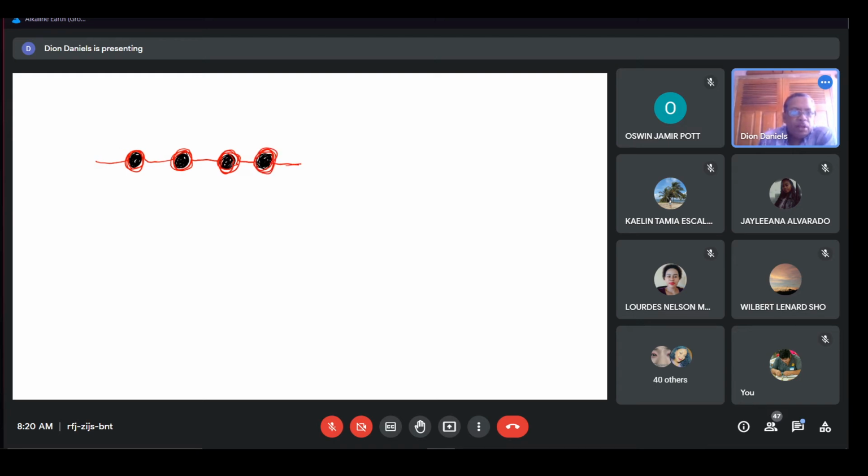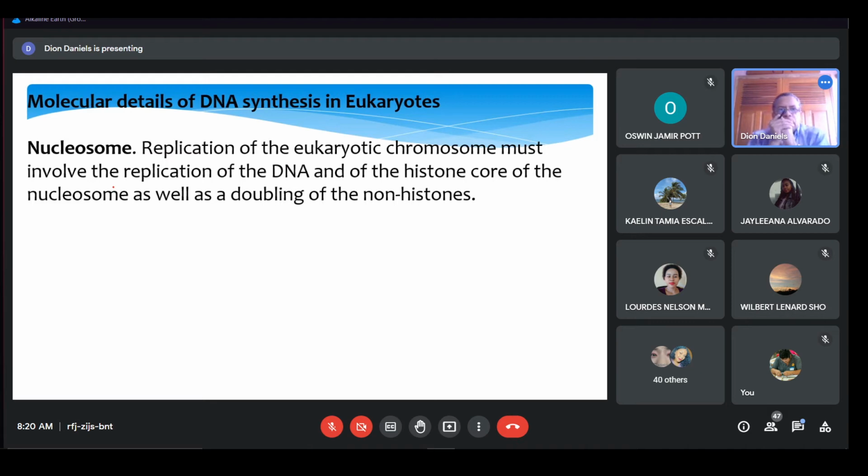All right. So each one of these is a nucleosome. So a nucleosome comprises that histone protein along with DNA wrapped around it. So replication of the eukaryotic chromosome must involve the replication of the DNA and of the histone core of the nucleosome, as well as doubling of the non-histones, right?